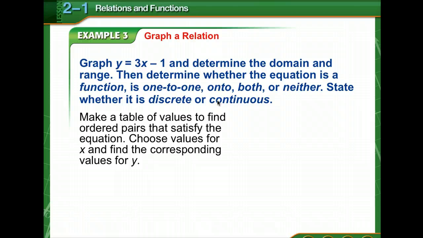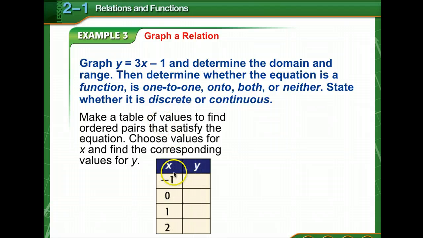The first thing we want to do is make a table of values. So you could choose at least 3 values for x, substitute them into the equation to determine what your y is. So they chose -1, 0, 1, and 2. Those tend to be my favorites also.